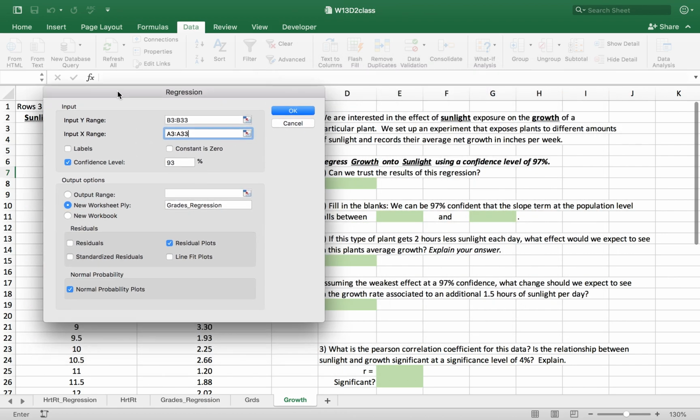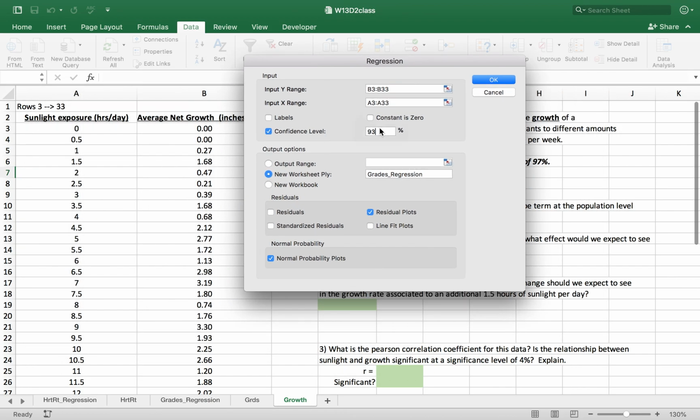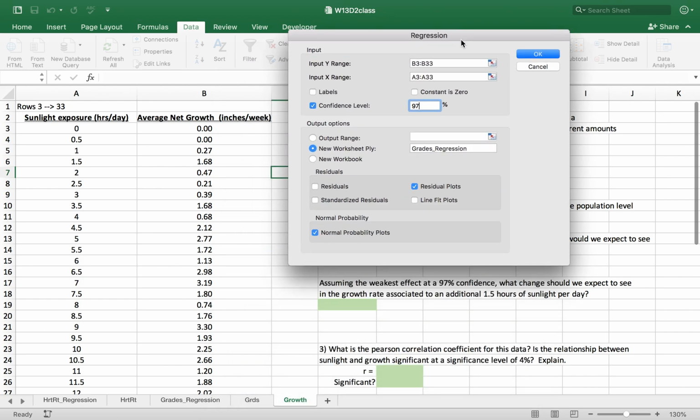Our confidence level is a little different. We want to select a confidence level of 97%, so I'm going to change that. And I'm going to change my name of my output worksheet to growth regression. I'll leave my residual plots, my normal probability plots, and I'm ready to hit OK.